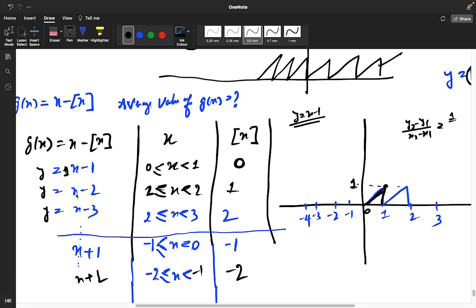For the second equation, what is the slope? 1 only. See, it is 1 divided by 2 minus 1, so this is again 1. So we are getting slope 1. Always we are getting slope 1.